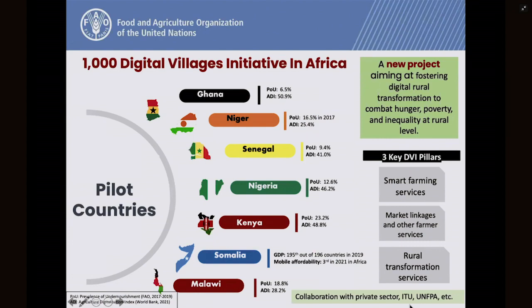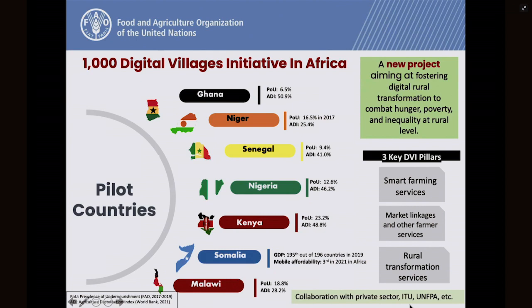For example, in Senegal, we will be working with an agri-tech called Tolbi, and they are involved in smart farming. In other areas, for example, in Niger, we will be working with ITU to support the initiative that they have launched, that is the Smart Village Initiative.